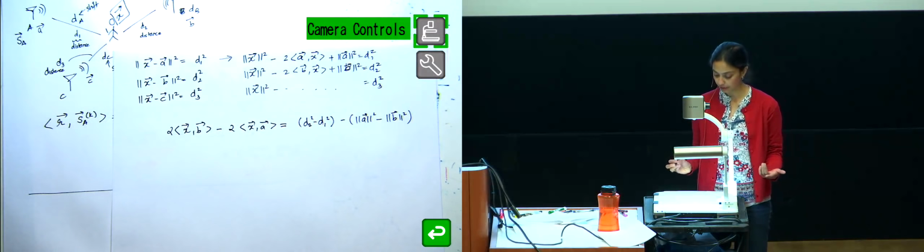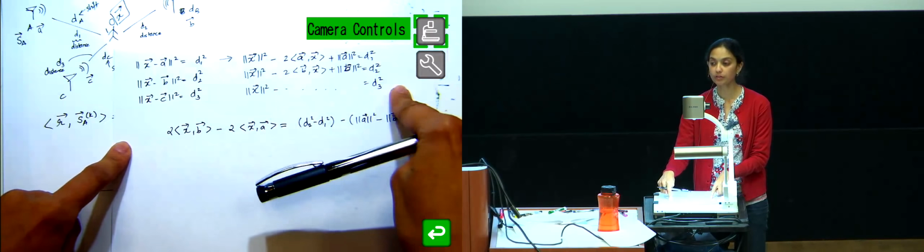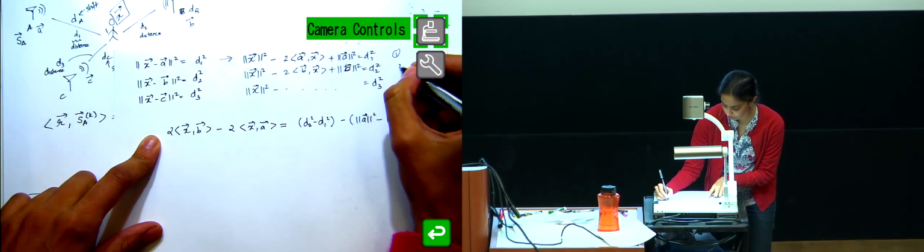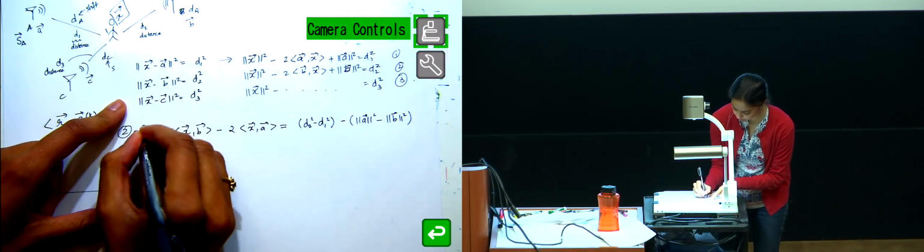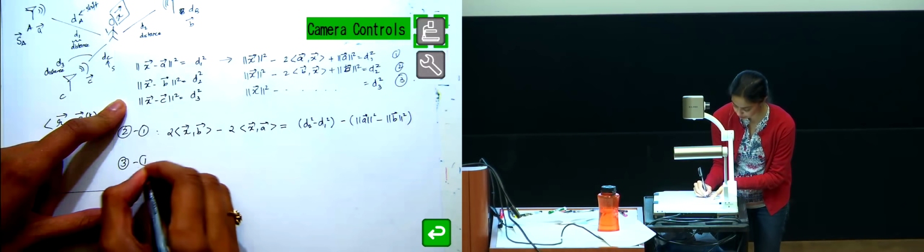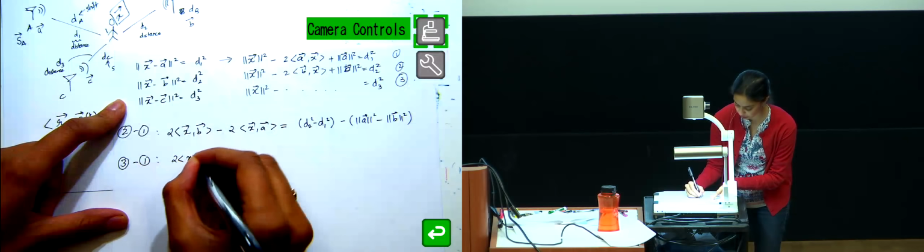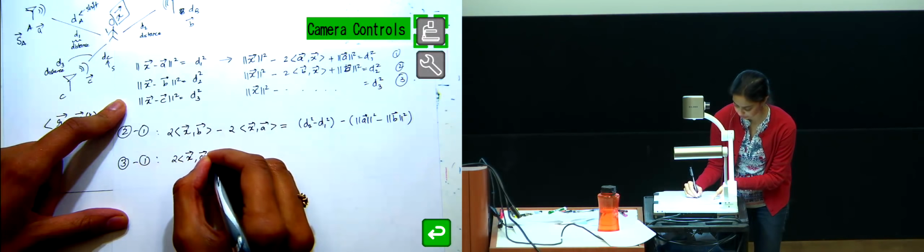I'm going to do the same thing. I'm going to subtract equation 1 from equation 3 as well. So 2 minus 1 gives me this. 3 minus 1 gives me the same thing, just with b replaced by c.